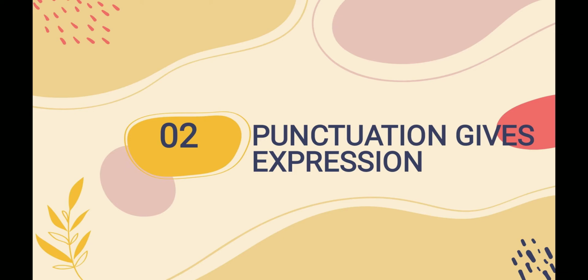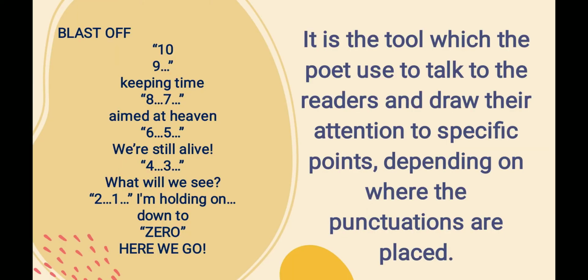Poets use punctuation in poems to create mood and expression for the readers. It is a tool which the poet used to talk to the readers and draw the attention to specific points, depending on where the punctuations are placed. Commas, apostrophes, exclamation, and other marks affect a sentence's messages. Now, let's have a look at this poem for further details.